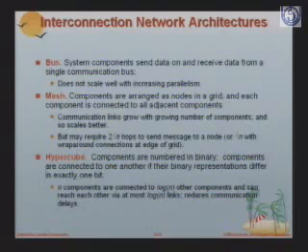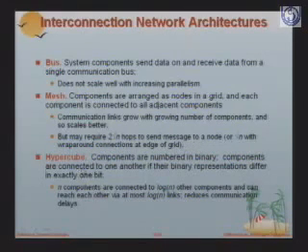Mesh topology: the components are arranged as nodes in a grid, and each component is connected to all adjacent components. The number of links grows with the growing number of components, which is the drawback. As you increase the number of components, links also grow, and so it scales better. But it may require up to square root of n hops to send a message to a node.